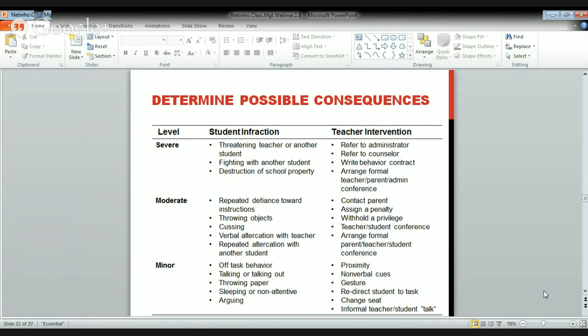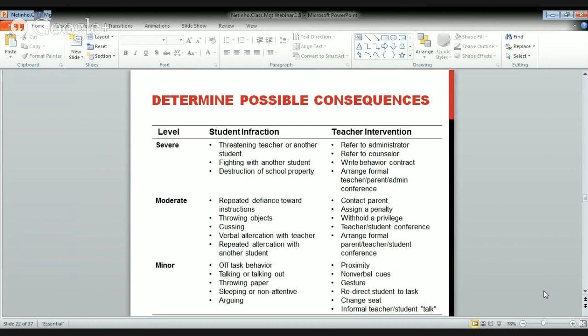Okay, here's an example of a hierarchy of consequences. And you can see the level of the infraction, the specific student's infraction, and in the third column, a possible teacher intervention. Many schools create these charts so that teachers cannot send the student out of the room for a minor infraction.